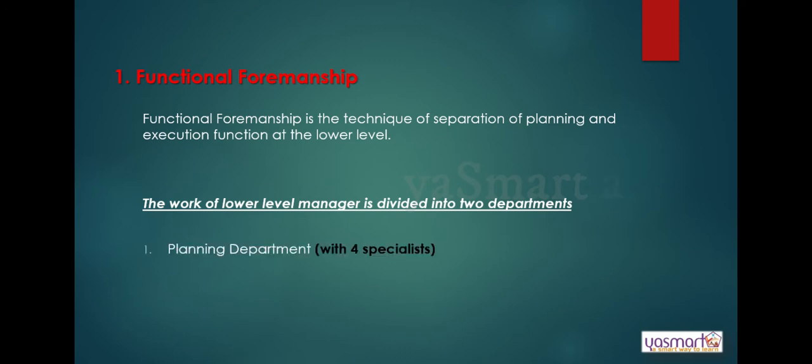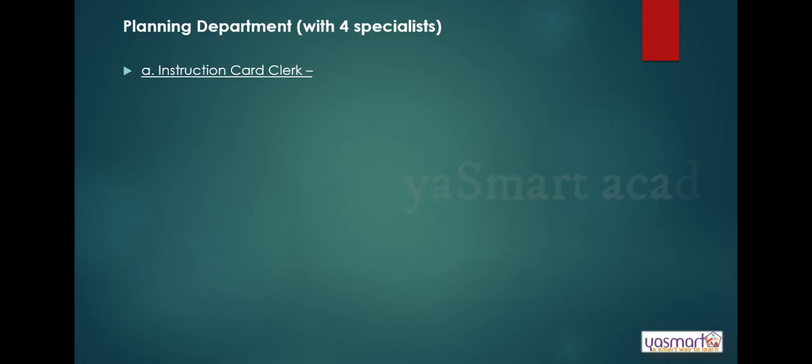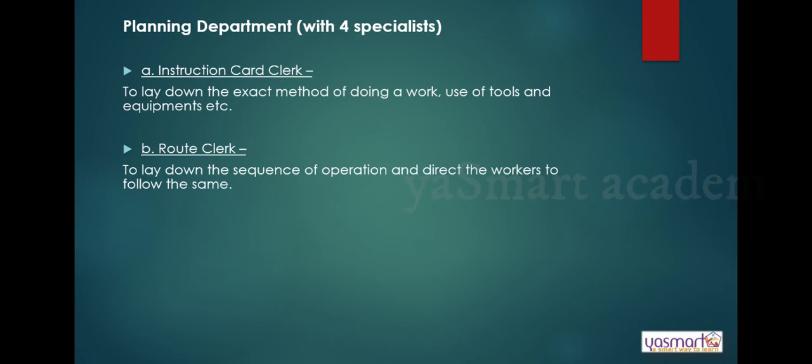That means the work of the lower level managers was divided into two departments: planning department and production department, each with four specialists. Planning department is done by four experts or specialists, and they are able to plan all the work related matters. Specialists include instruction card clerk, who prepares and gives instructions to all workers in using the tools, equipment, etc. Route clerk, who lays down the sequence of operation and directs the workers to follow it for completing a particular task.